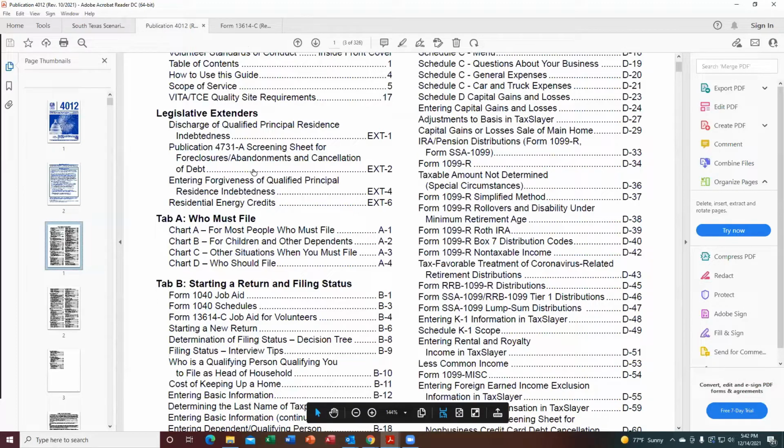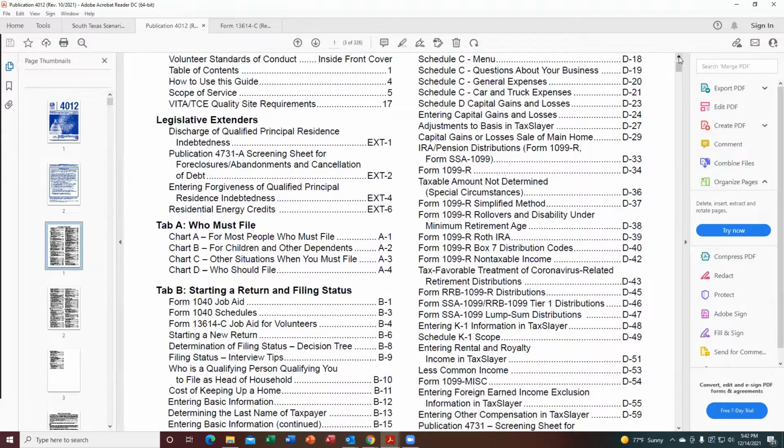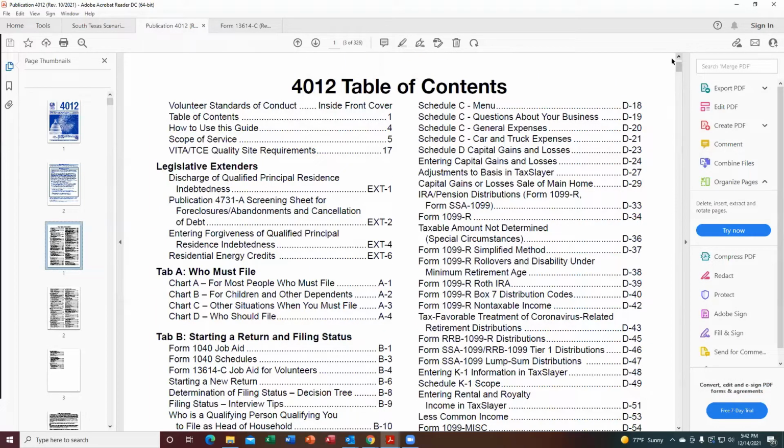So what I'm going to do here is visit some of the areas that many times we probably just access in the 4012 and don't really pay attention to everything that's there for us, because it does have a lot of information and maybe questions that we may have had, or maybe a situation, and we didn't know that the information is here. So I'm going to visit the area of how to use this guide.